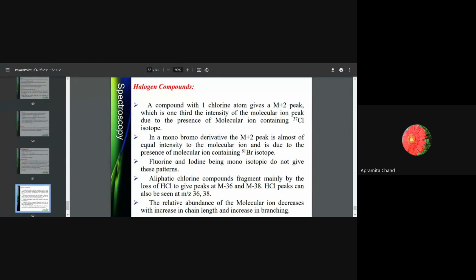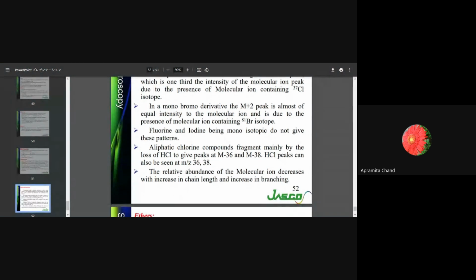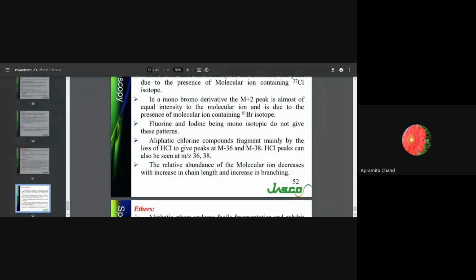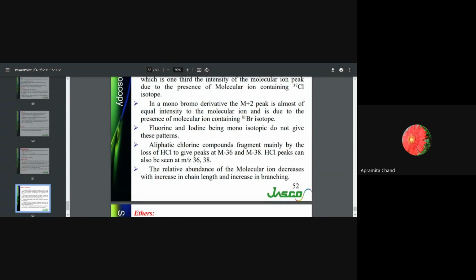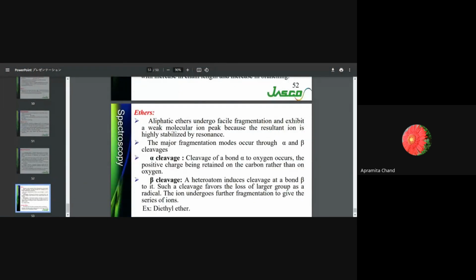Similarly, aliphatic chlorine compounds will fragment by loss of HCl. In the loss of HCl, you will get peaks at M minus 36 and M minus 38, and you'll also get some peaks at 36 and 38. And the abundance of the molecular ion will decrease with increase in chain length and increase in branching.